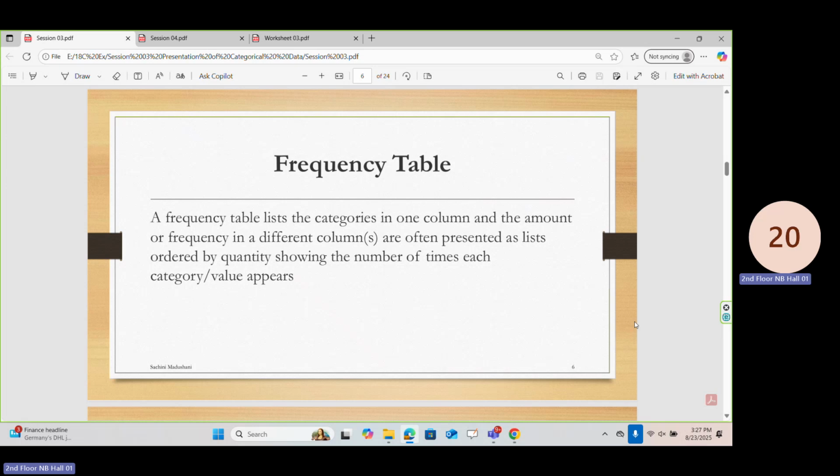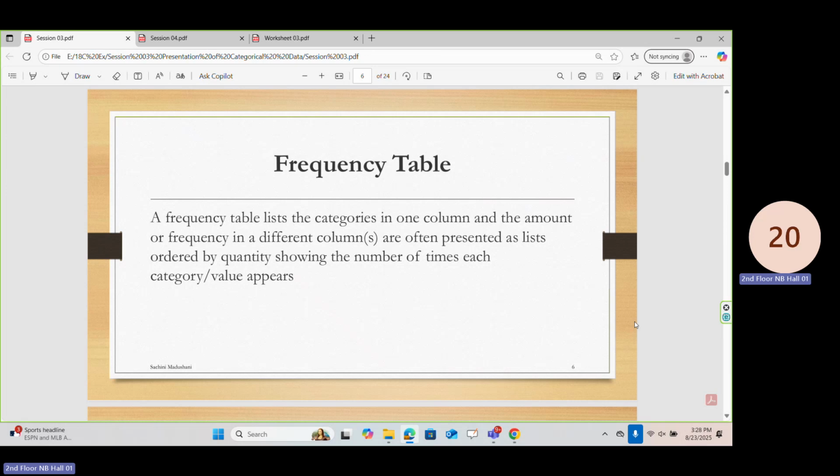Here, frequency means the number of occurrences of a variable. Using a frequency table, we can represent one categorical variable. In the first row, we list down the categories of the particular variable. We take gender. Gender is a qualitative variable, a categorical variable.